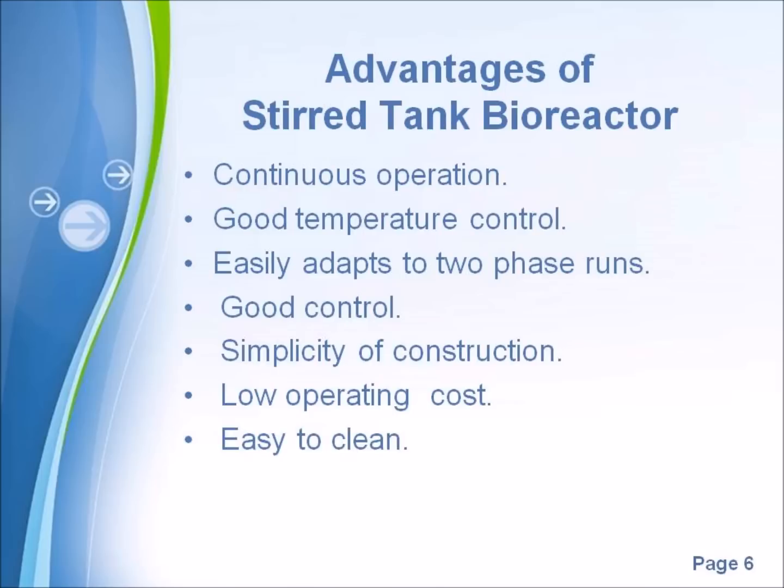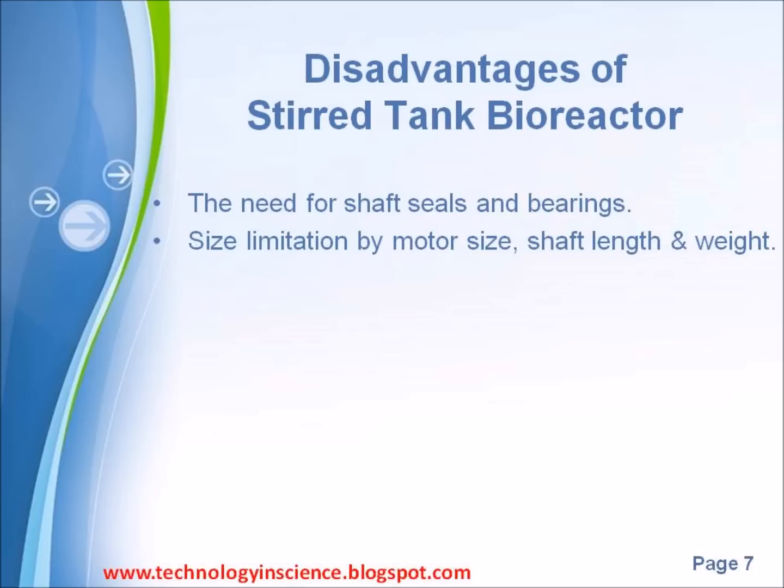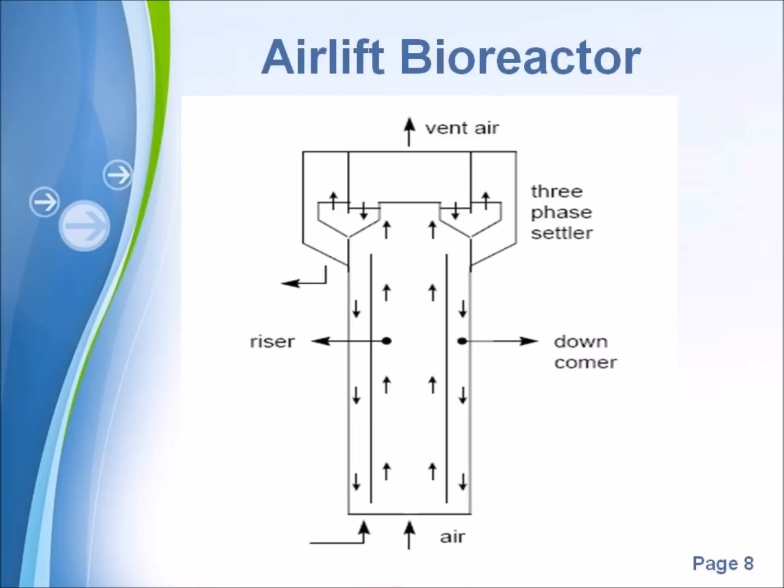Advantages of stirred tank bioreactor: continuous operation, good temperature control, easily adapts to two-phase runs, good control, simplicity of construction, low operating cost, easy to clean. Disadvantages of stirred tank bioreactor: the need for shaft seals and bearings, size limitation by motor size, shaft length, and weight.